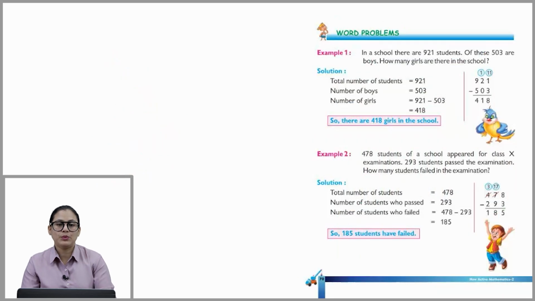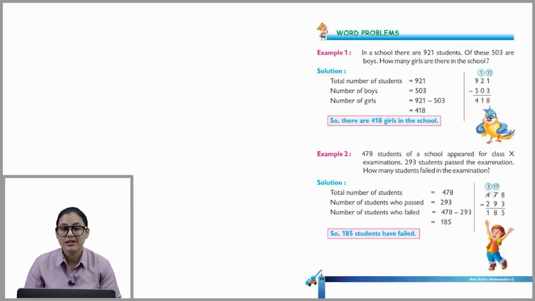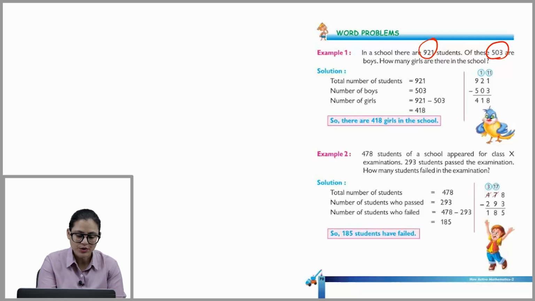Word problems, example 1. In a school, there are 921 students. Out of these, 503 are boys. How many girls are there in the school? So, in this case, you have been given the total strength of a school, meaning the total students in a school, okay? And out of these, there are a few boys. Now, we have to find out the number of girls. So, what will you do?